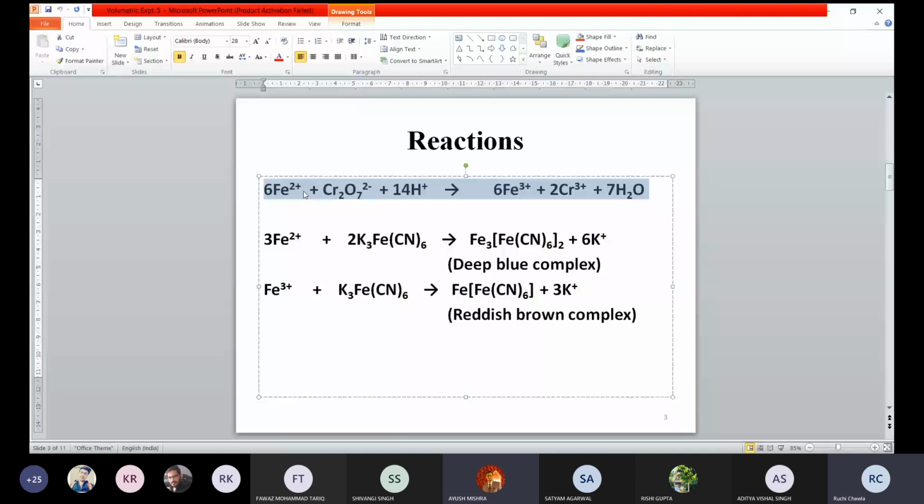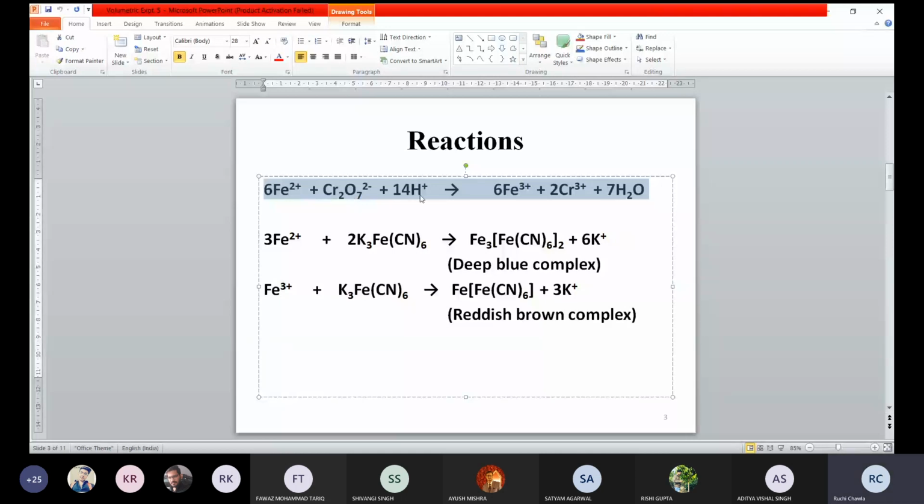From where are these ferrous ions coming? Ferrous ammonium sulfate, yes, which will be used as an intermediate in the experiment. That is the source of the ferrous ions. Then dichromate ions, definitely, come from the potassium dichromate solution which will be supplied to you. The unknown dichromate solution will be supplied to you, and your objective is to find the strength of this solution only. And as you have said, potassium dichromate acts as an oxidizing agent in the presence of acidic medium. That is why the H plus ions have been shown in this reaction.